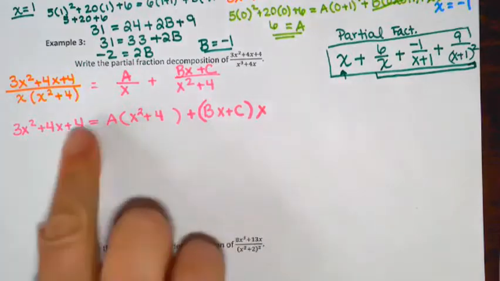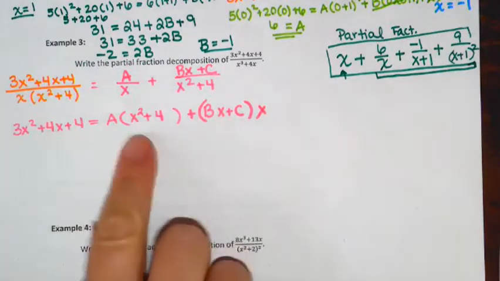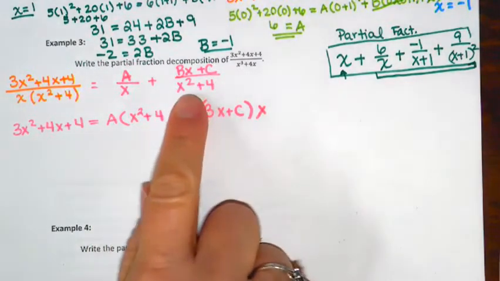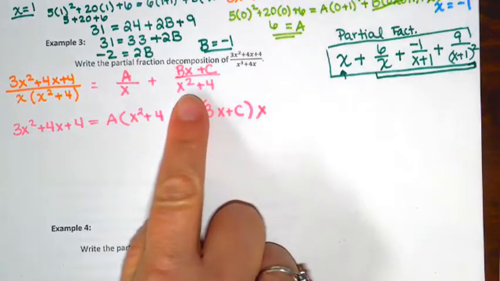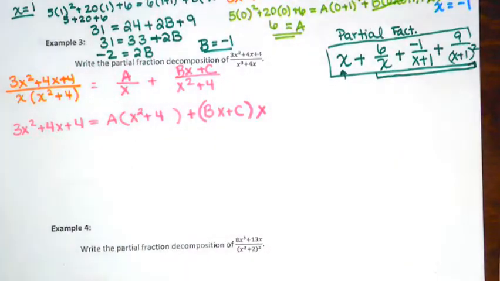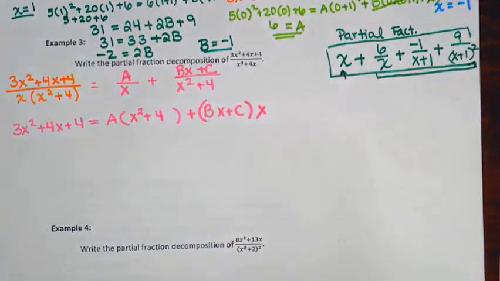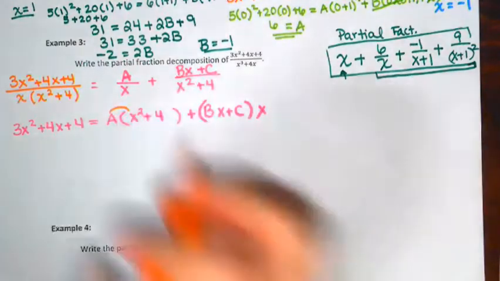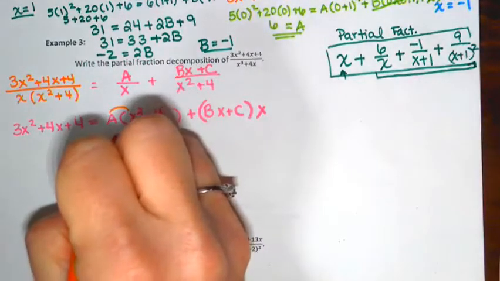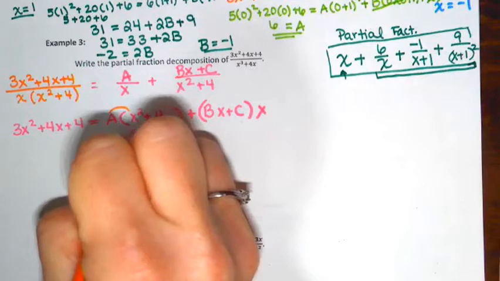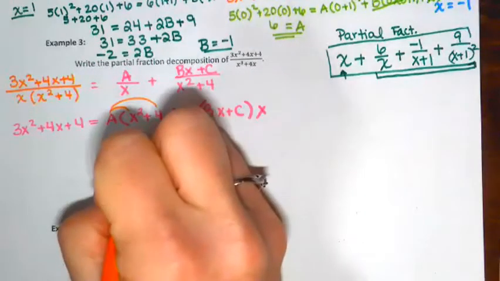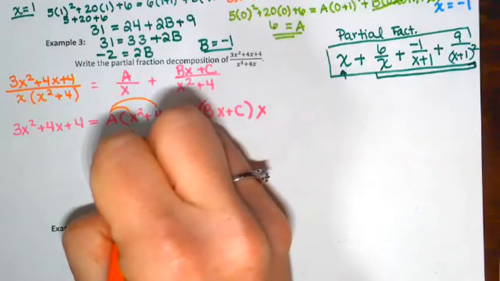Now, if you notice, we have lots of different things going on, and because of the x squared, we can't just set them equal to 0. So I'm going to distribute this out to get rid of those parentheses. What's A times x squared? Ax squared. What's A times 4? 4A.